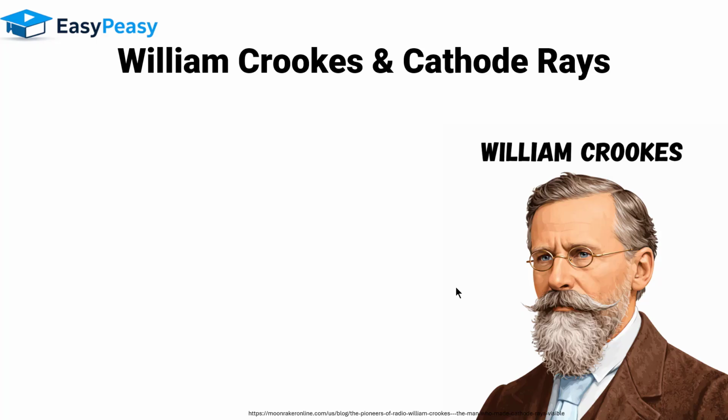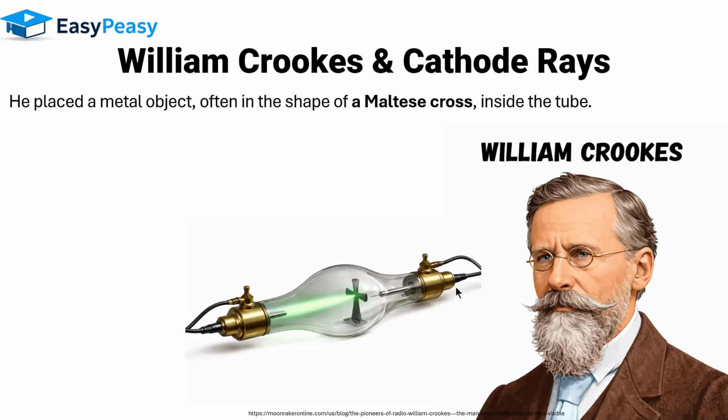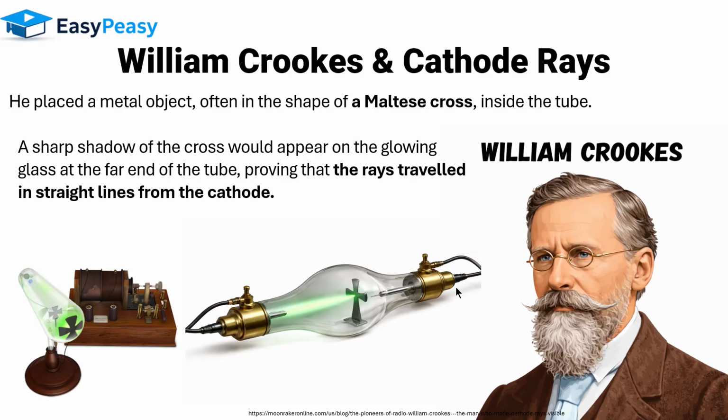Now what he did is he placed a metal object, that is the Maltese cross, inside the tube. And what happened is a sharp shadow of the cross would appear on the glowing glass at the far end of the tube. That proves that the rays are traveling in a straight line from the cathode towards the anode.